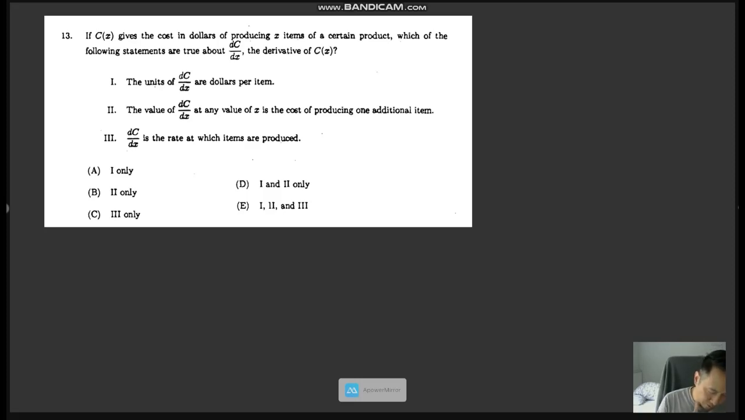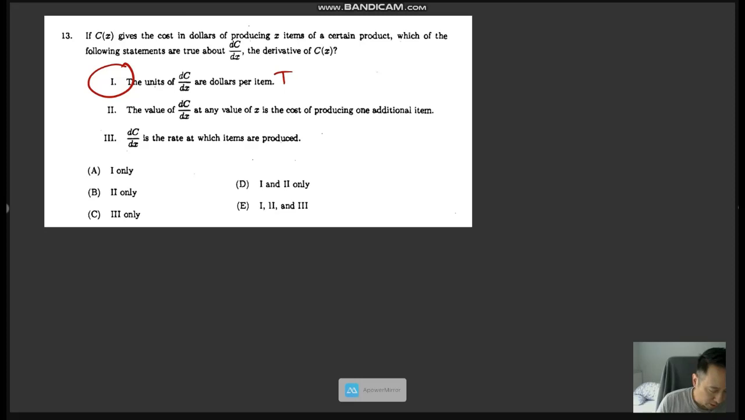Well, the derivative represents the change in C with respect to x, which means the units would be the units of C divided by the units of x, right? In this case, C would be dollars and x is items, so it should be dollars per item. So number 1 is true.